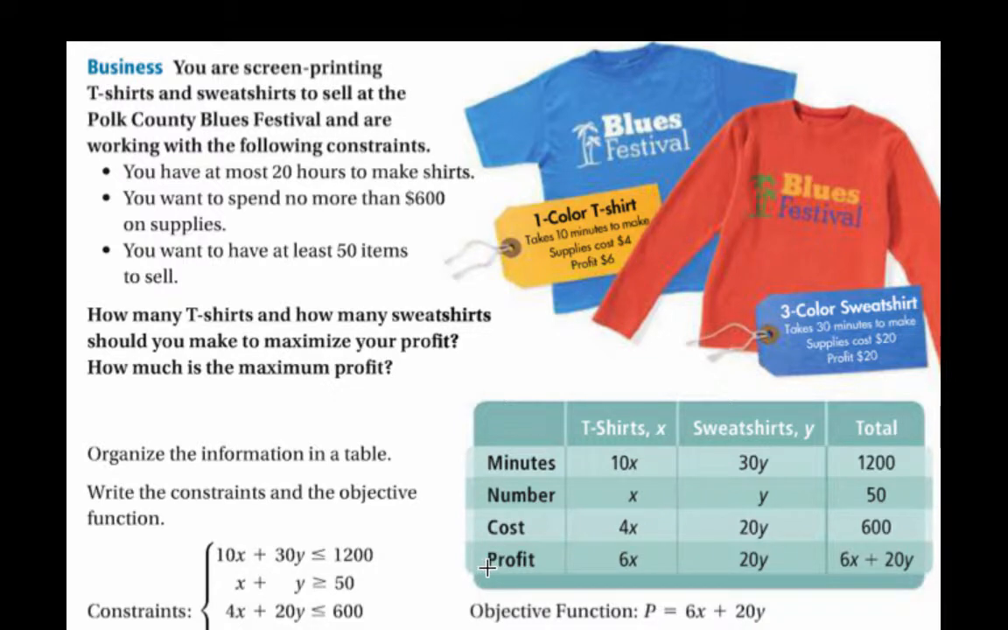And anytime we're running a business, we want to maximize the profit. So in this case, the profit function, when we write it, is the function that we're trying to maximize. So these other constraints, those are our inequalities. Okay?